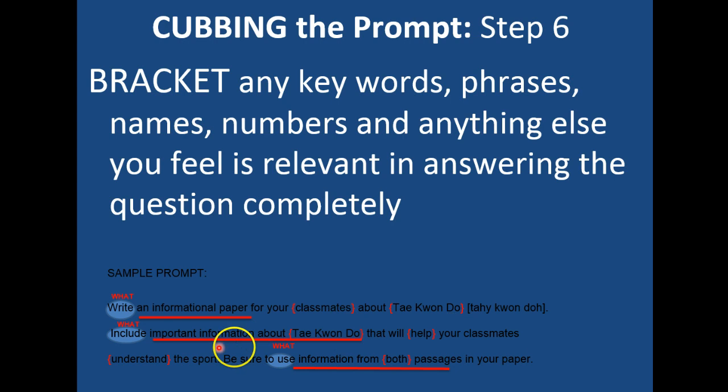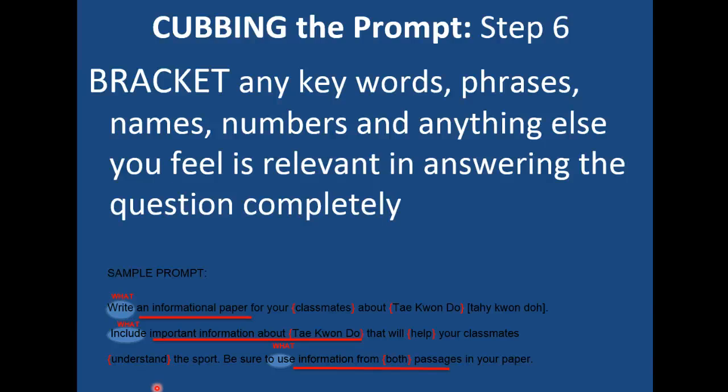In the next sentence, I bracketed Taekwondo again because I know this is going to be the subject of my reading and what I am writing about. I also bracket the words help and understand. Help and understand. Because this tells me I need to be descriptive and helpful to my classmates. This also tells me my answer that I write needs to be informative, not narrative.